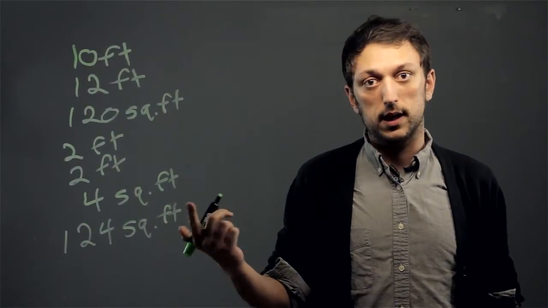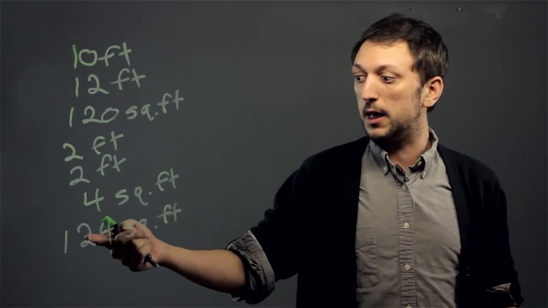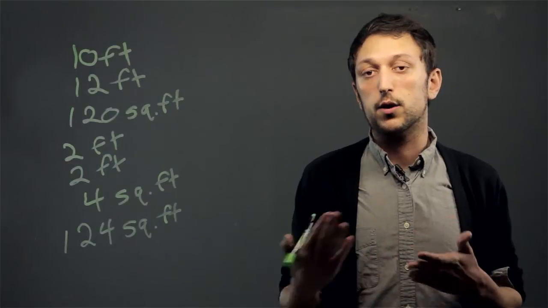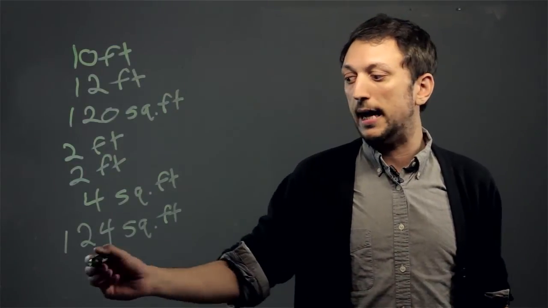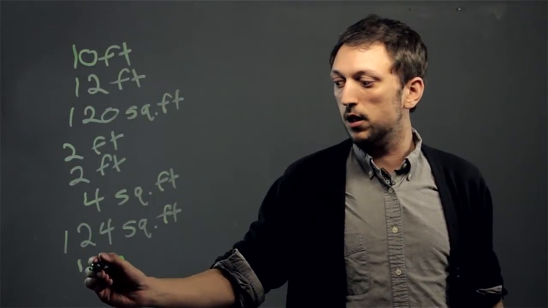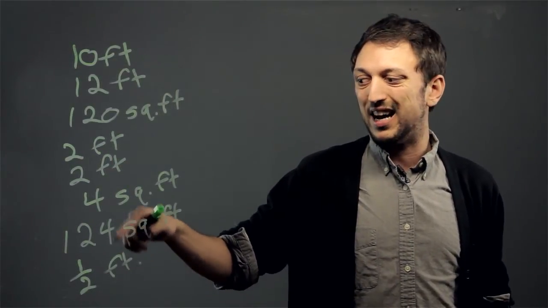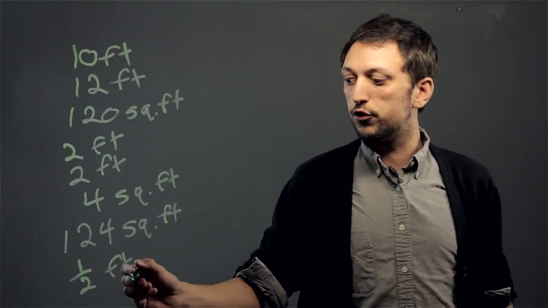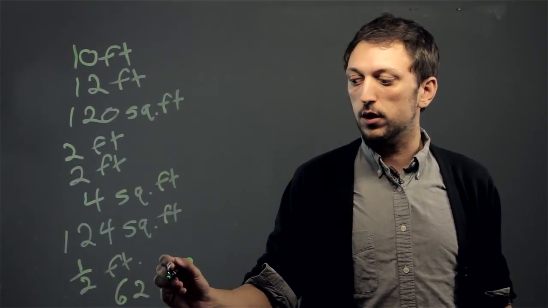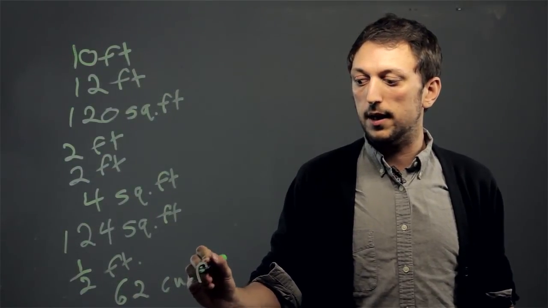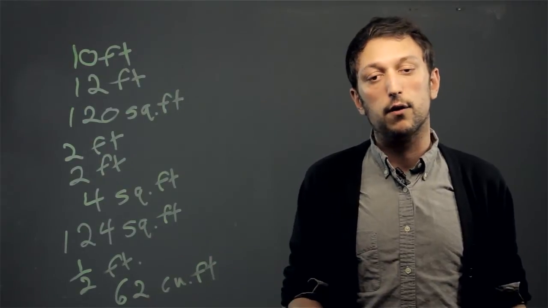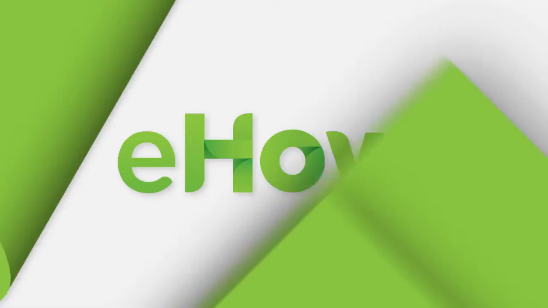Now, where the cubic feet come in is you are going to multiply this by the thickness of your insulation. So let's say you put a half a foot thick insulation in, half foot, you're going to multiply the half foot times the 124, which should give you 62 cubic feet. And that is cubic feet for insulation.